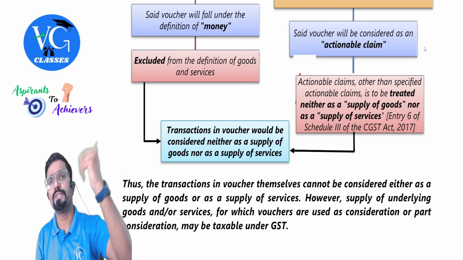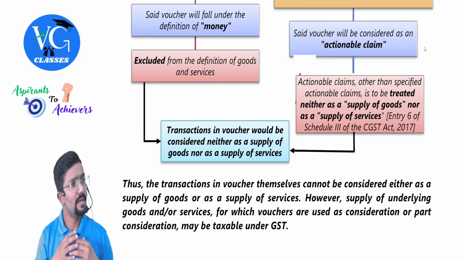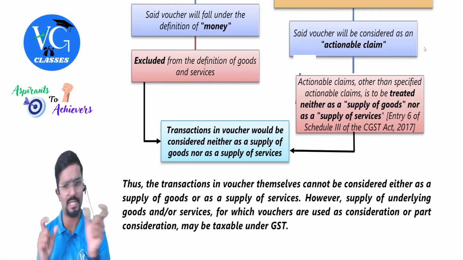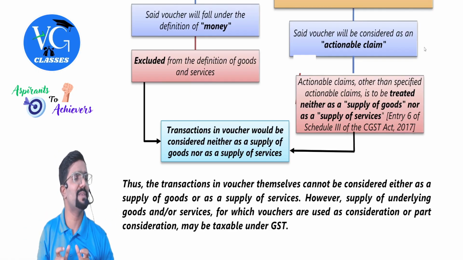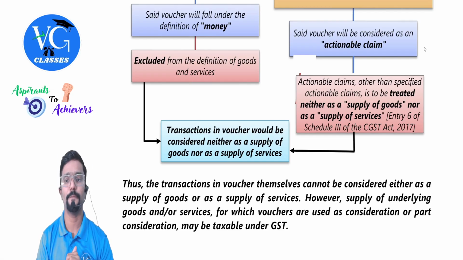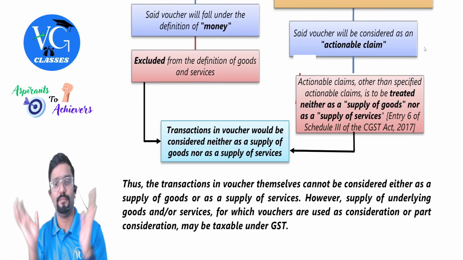Now, if I go and use it, is it a supply? No, guys. Because a voucher is not a part of GST. A voucher is an actionable claim. Actionable claim is covered in Schedule 3, out of GST. Entry 6 of Schedule 3 of the CGST Act, which talks about actionable claim other than specified actionable claim.